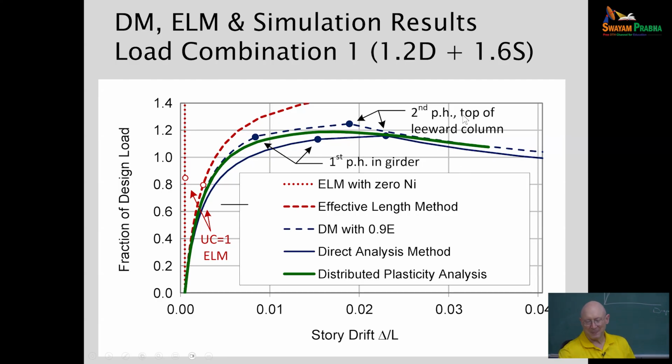Okay, so a couple of other curves here. The bold solid green curve, that is obtained from what we can refer to as a distributed plasticity analysis. So what is that? It's a full nonlinear analysis. So we have defined representative residual stresses in all the steel members, and we track the spread of plasticity through all the members as everything is getting loaded up. Okay, and of course it also has geometric nonlinearity.